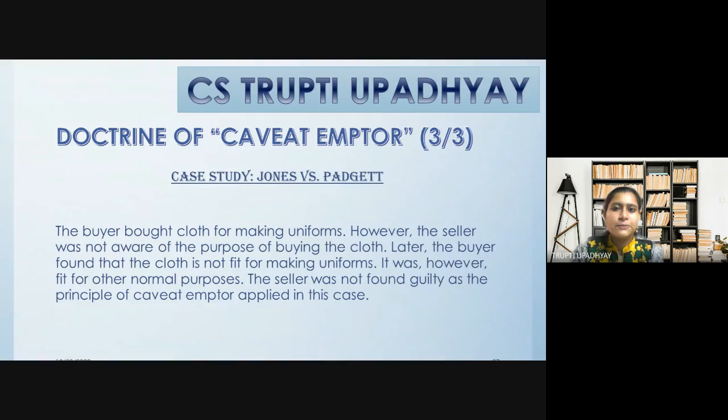This means that the principle of caveat emptor applies in this case, and the seller will not be compensating the buyer for making the wrong choice, because the purpose for which the buyer wanted to use the cloth was not disclosed to the seller.